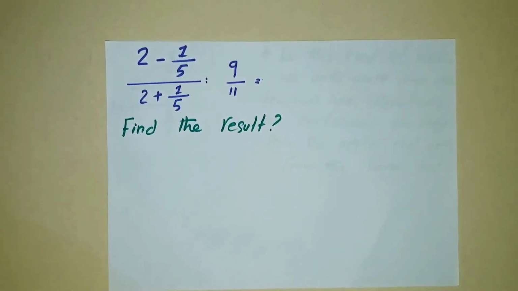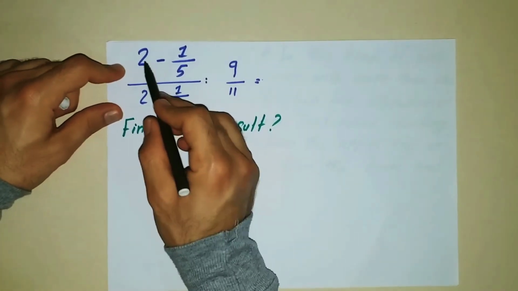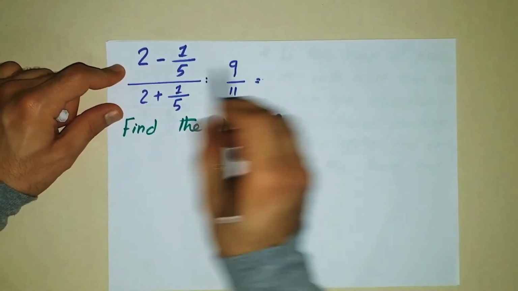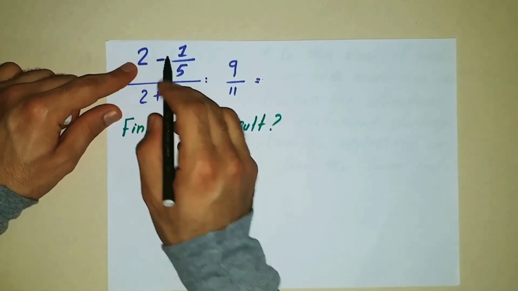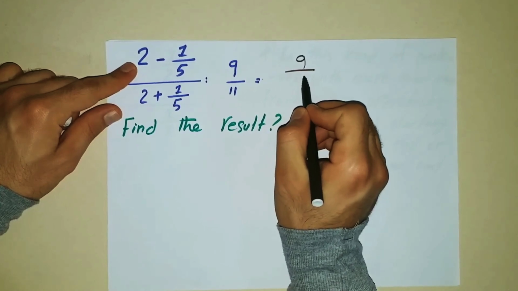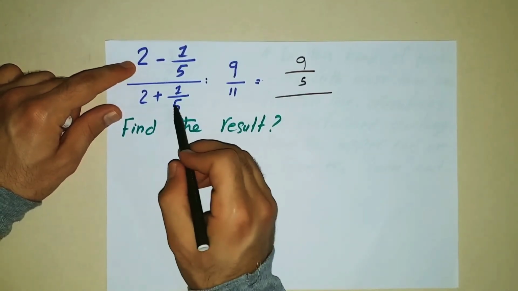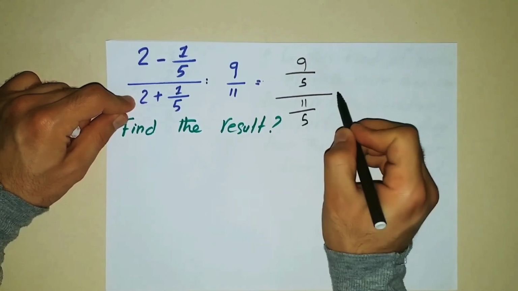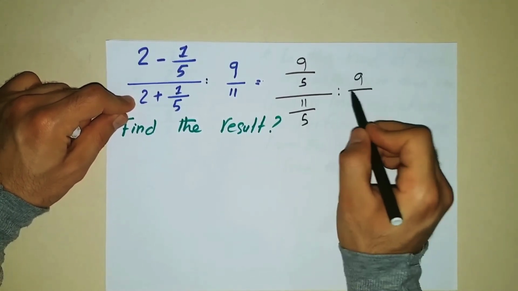Let's find the result of this question. What will be this question? As you know, I was going to multiply this first. 5 2s are 10, minus 1 will give me 9 by 5, and this one, 5 2s are 10, plus 1 will give me 11 by 5, and divided by 9 by 11.